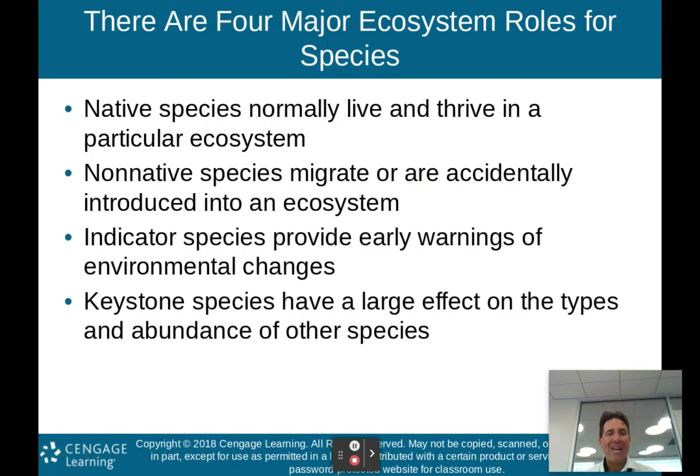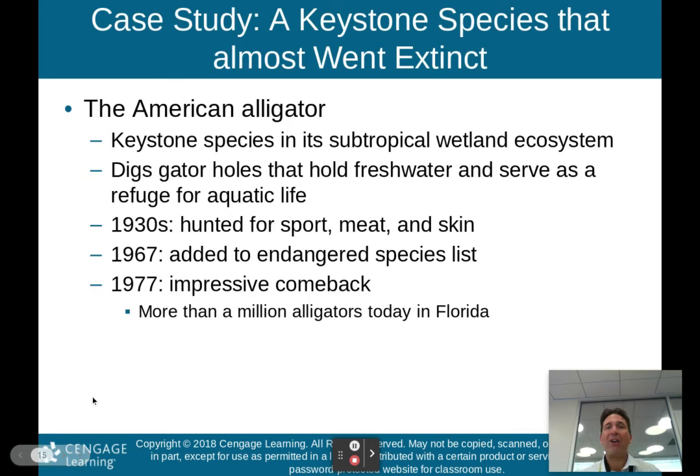There are four major ecosystem roles for species. Native species normally live and thrive in their particular ecosystem. Non-native species, which we call invasive species, migrate or are accidentally introduced into an ecosystem. We have indicator species, we talked about that with the amphibians, which provide early warnings of environmental change. And then we have keystone species, which have a large effect on the types and abundance of other species in that ecosystem. So the American alligator is considered a keystone species.